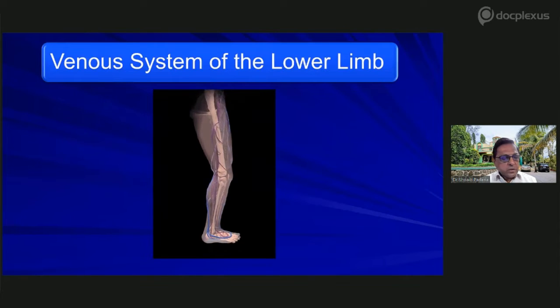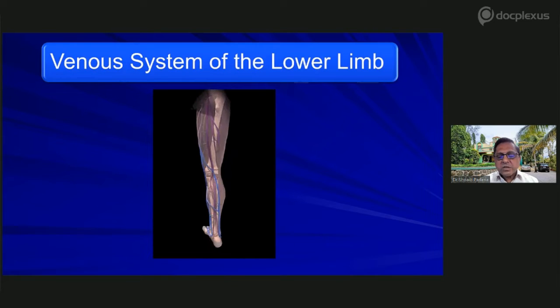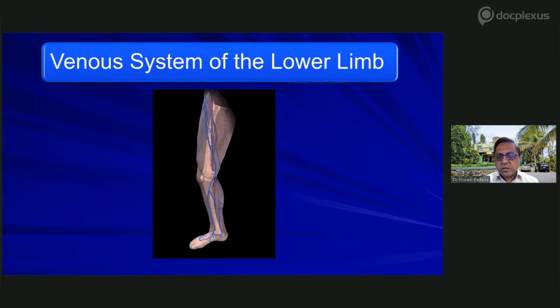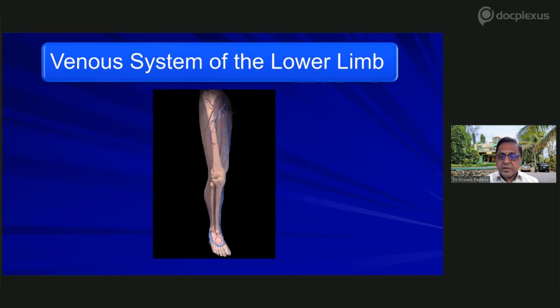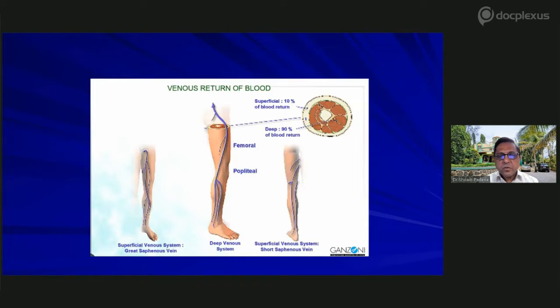Now, before we go into the details, I'd like to discuss a little bit about the venous system of the lower limb. All of you are aware of it, but I'll just take a minute or two on the basic anatomy. We know that the venous return of blood goes back to the heart by two types of veins. The deep venous system, which takes back 90% of the blood back towards the heart. And then we have the superficial venous system.